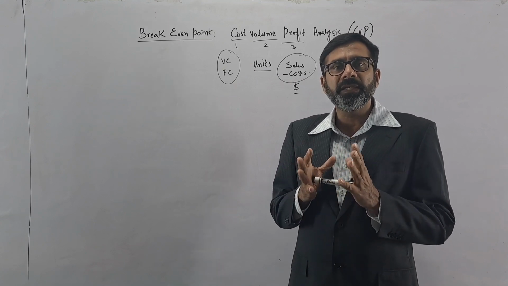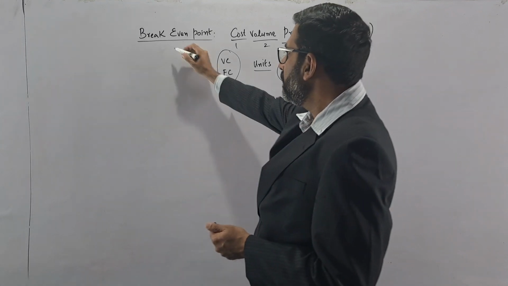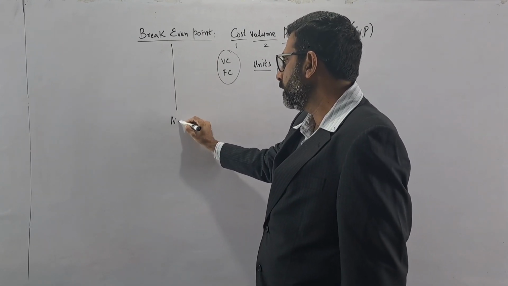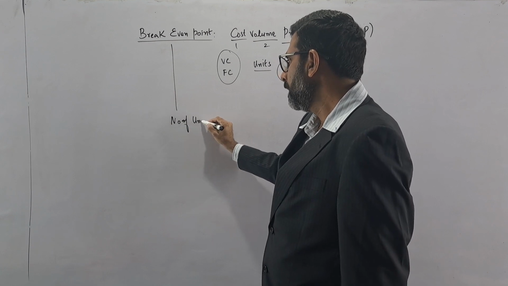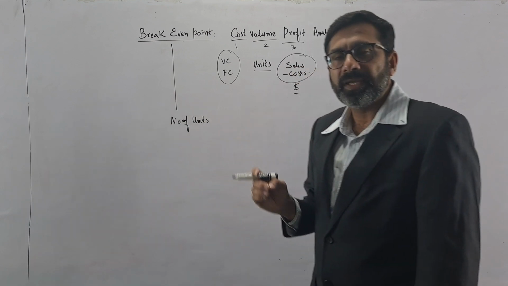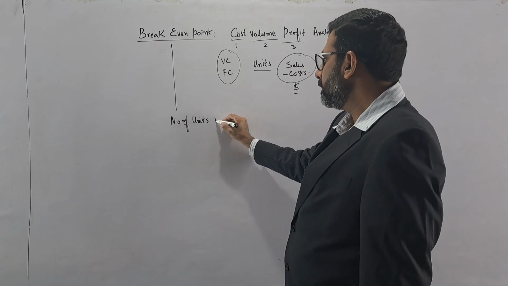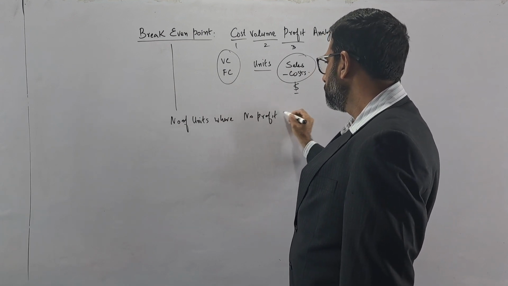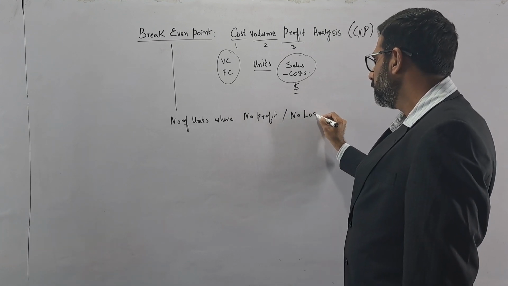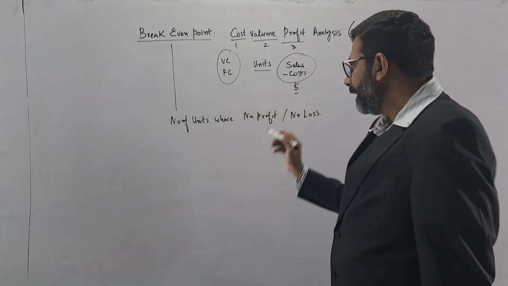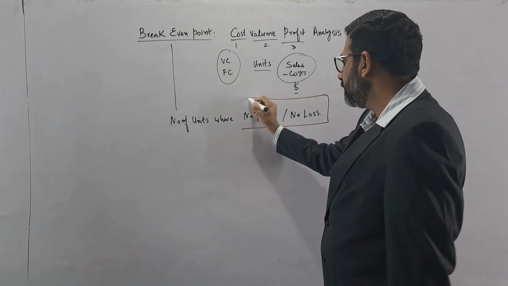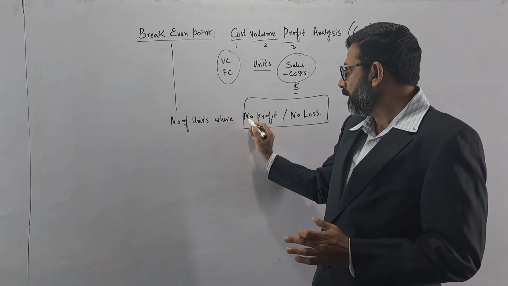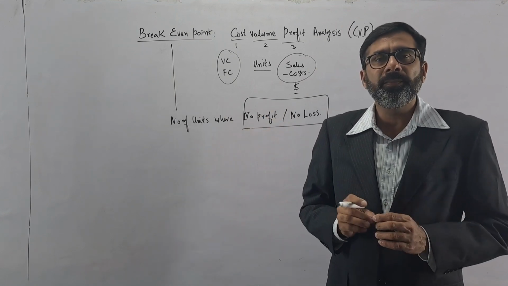Now, what is the basic break-even point? In simple words, the break-even point is the situation, or the number of units, or simply the capacity where the business is running with no profit, no loss. It is the number of units where the company is in a situation of no profit, no loss, no gain, no loss.